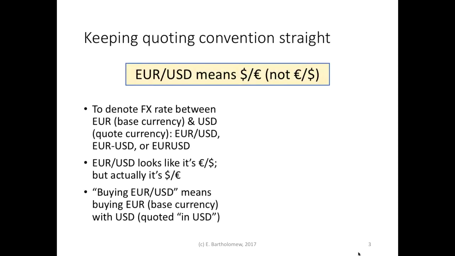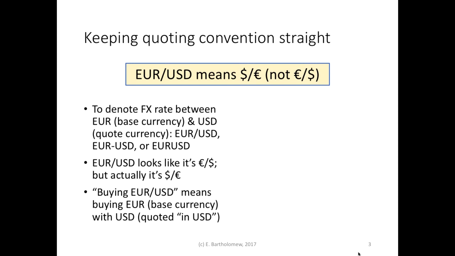Now, this quoting convention is often the source of confusion. When you see EUR/USD, it may look like it means euro per dollar, but it actually means the opposite. It means dollars per euro. So to denote the FX rate between euro, the base currency, and US dollar, the quote currency, we would express it as EUR/USD, less ambiguous or confusing. Sometimes it's expressed as EUR-USD or just EURUSD with no notation in between.